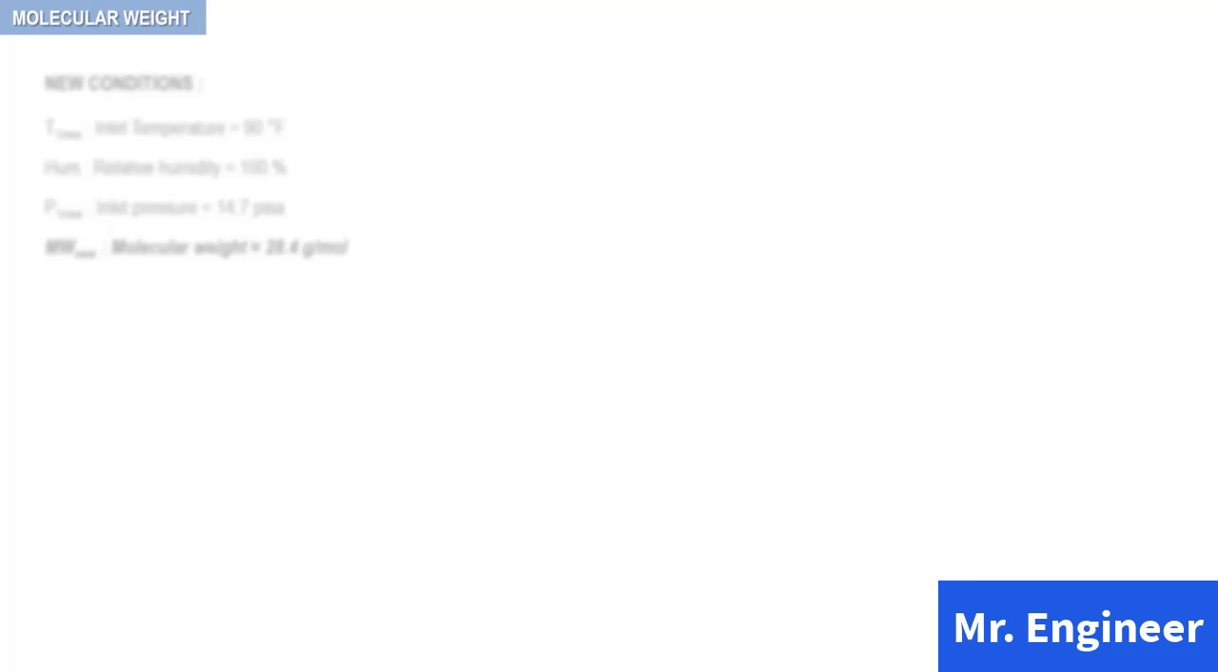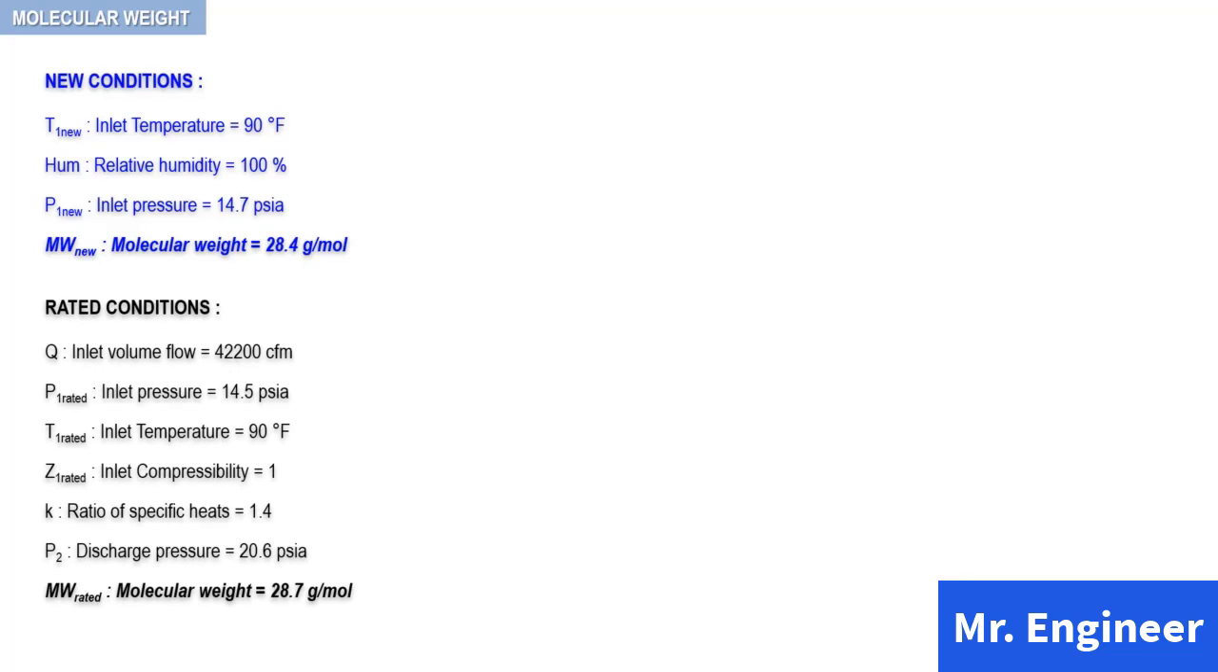at rated inlet temperature. On a given day, the atmospheric temperature is 90 degrees Fahrenheit, and the relative humidity is 100%. At a barometric pressure of 14.7 psi, the molecular weight of air is approximately 28.4 grams per mole, while at the rated condition, it is 28.7. Let's investigate how the molecular weight enters the head equation.